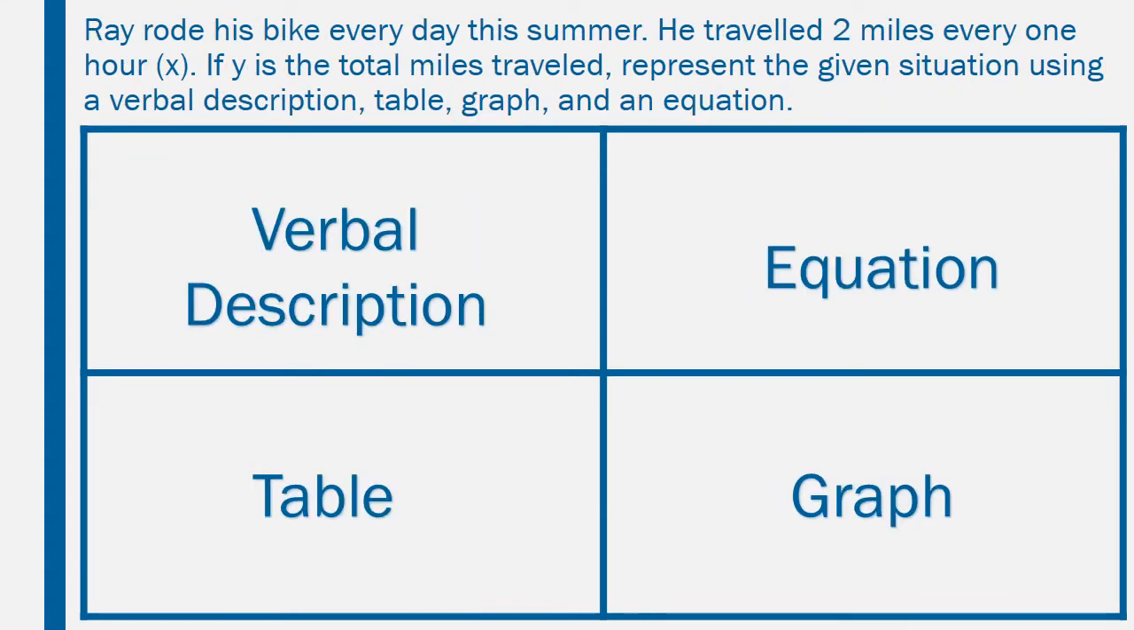All right, this problem is what you're going to be working on with your groups. I'm going to go ahead and read it, and then you're going to have 3 minutes to work on your whiteboards and create a verbal description, equation, table, and graph. Now, Ray rode his bike every day this summer. He traveled 2 miles every 1 hour, which is x. If y is the total miles traveled, represent the given situation using a verbal description, table, graph, and an equation.